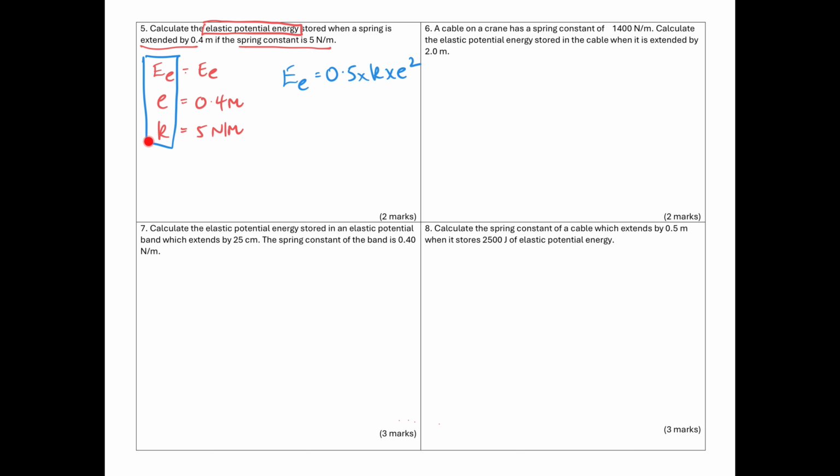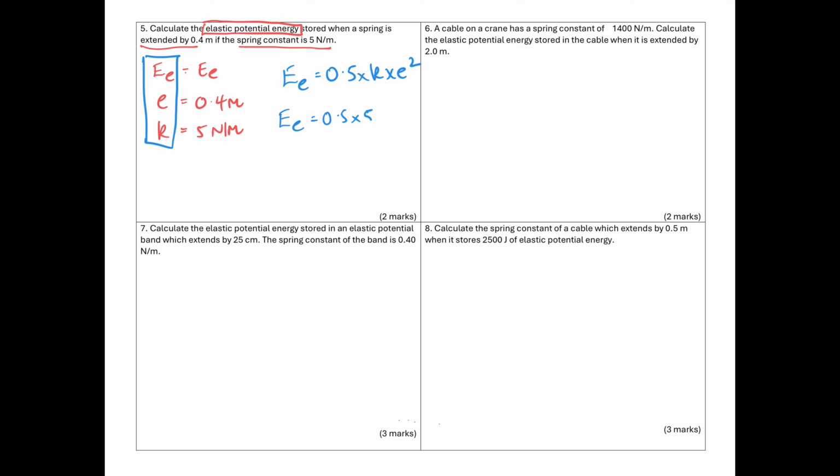For question 5, we want to calculate this time the elastic potential energy, and we know it's extended by 0.4 metres and the spring constant is 5 newtons per metre. So for elastic energy, you could just put capital E, but I'm putting E and small e for elastic energy. The extension is 0.4 and the spring constant is 5. We now need an equation that has elastic potential energy, extension and spring constant in, and that gives us this one. E is 0.5 times k times e squared.